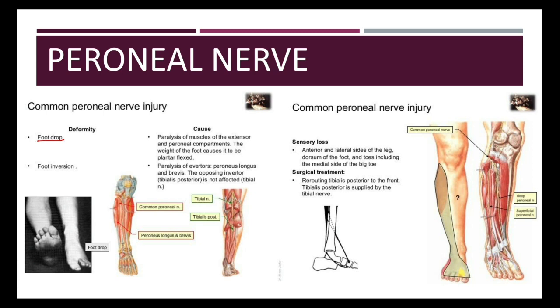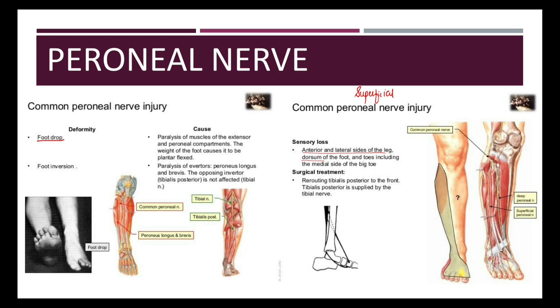Sensory loss. The sensory loss is due to involvement of the cutaneous branches on the anterolateral aspect of the leg and the whole of the dorsum of the foot except the areas supplied by the saphenous and sural nerves. Then we are seeing the injury to the superficial peroneal nerve. This injury leads to loss of eversion of the foot due to paralysis of peroneus longus and brevis muscles. Then there is sensory loss on the lateral aspect of the leg, and sensory loss on the dorsum of the foot except for the web space between the first and second toe and the dorsal aspect of all the toes, which is supplied by the deep peroneal nerve.